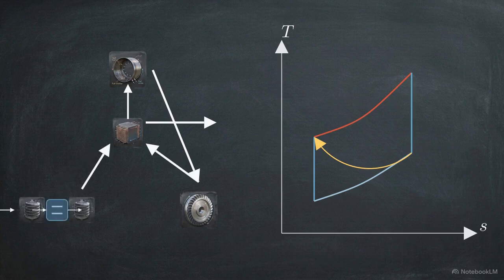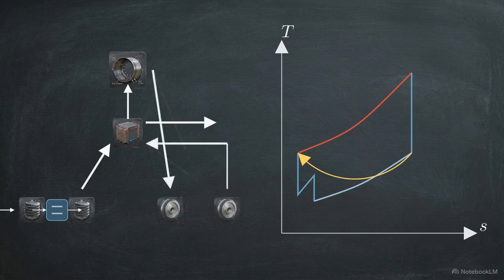The second method is intercooling. Here, the air is deliberately cooled halfway through the compression cycle. Colder air is denser and easier to squeeze. By dropping the temperature mid-compression, engineers drastically reduce the physical work the compressor demands from the turbine.